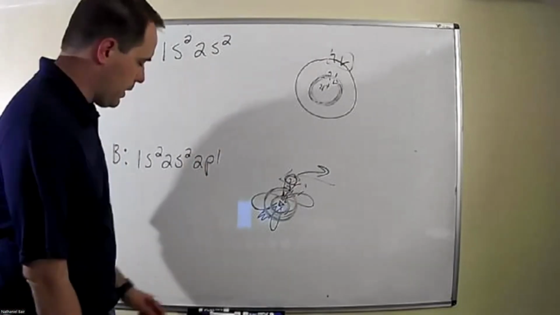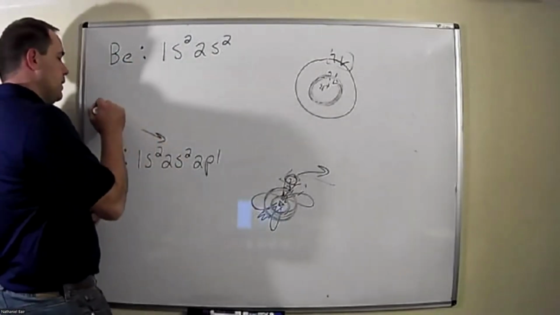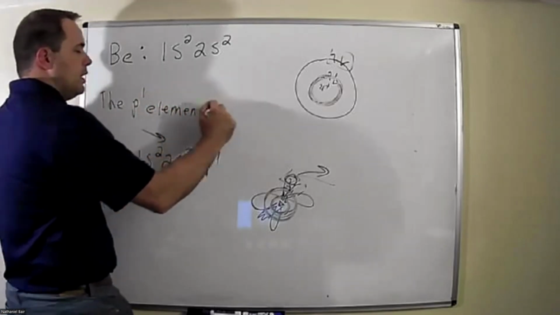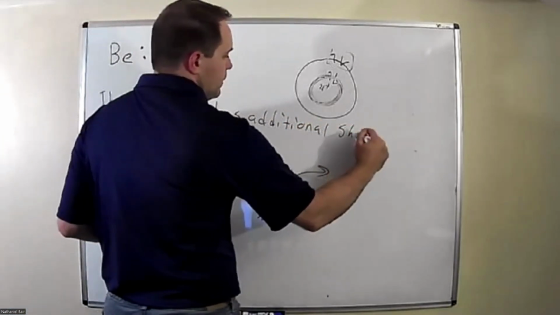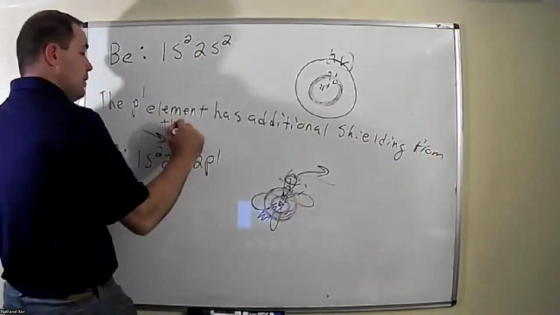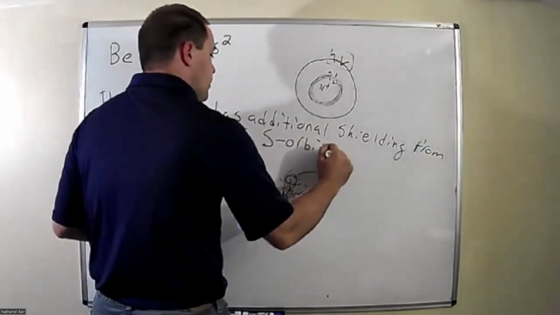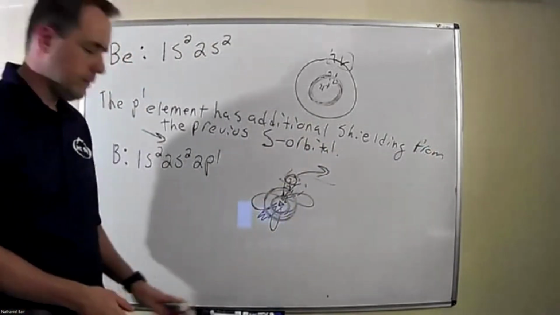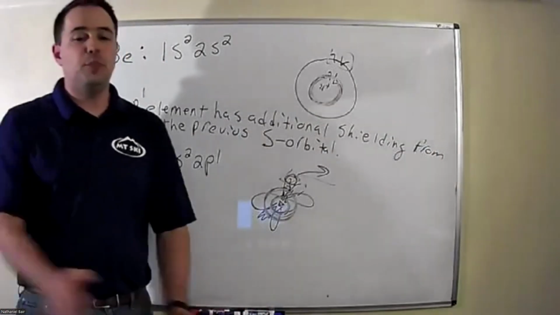Okay, yeah. So if I was going to write down a summary of it, I would write: the P1 element has additional shielding from the previous s orbital. How we feel about that? So that's the S to P thing.